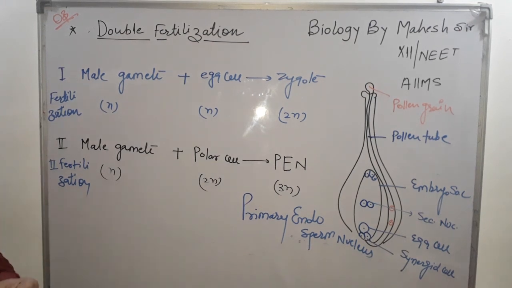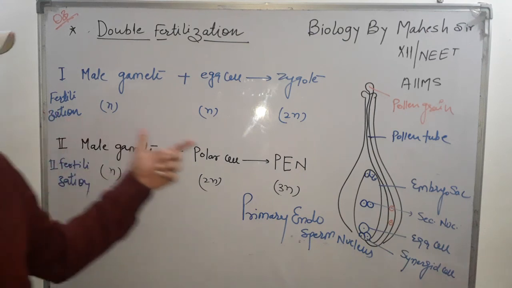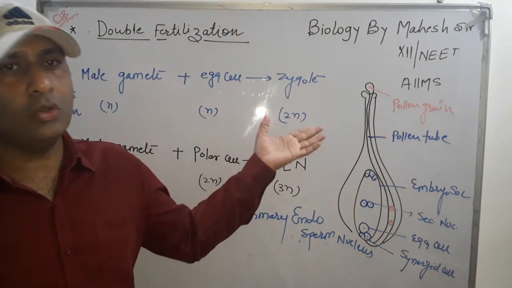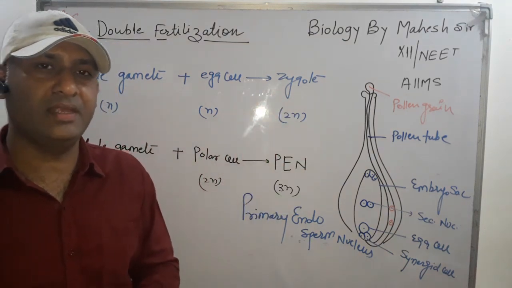So in the next class we will take the development of the embryo, monocot embryo and then dicot embryo and their structure.